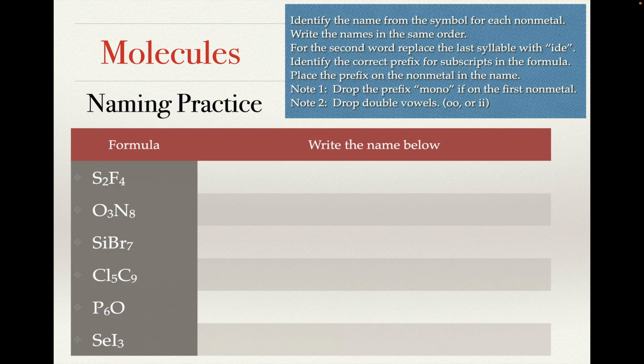The best thing we can do for these is practice. We have six of them here, and I'll talk through them before I show the answer. S is sulfur, F is fluorine. I'm going to change fluorine to fluoride, and I have 2 sulfurs, so this would be disulfur. I have 4 fluorines, so this would be tetrafluoride. Together we get disulfur tetrafluoride. The di meaning 2 on the sulfur, the tetra meaning 4 on the fluorine, but I changed my ending to fluoride. Down here I see 3 oxygens and 8 nitrogens.